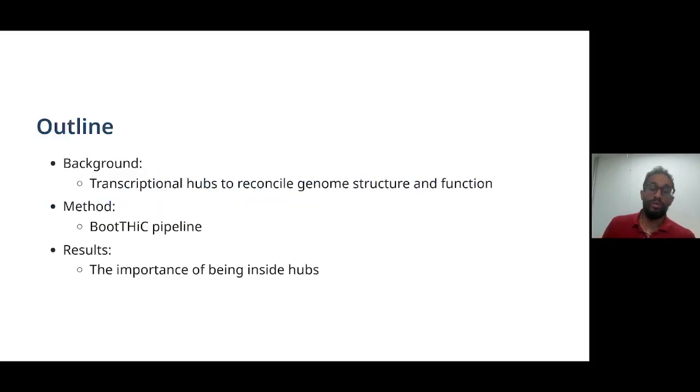Let me first outline the presentation I'll be giving to you. I'll start by giving you some background to better understand what we mean by transcriptional hubs. I'll then unpack with you what this BootTHiC pipeline really is, methodologically speaking. And then I'll try to present to you some of the results revolving around why it is important to be inside the hubs compared to outside.